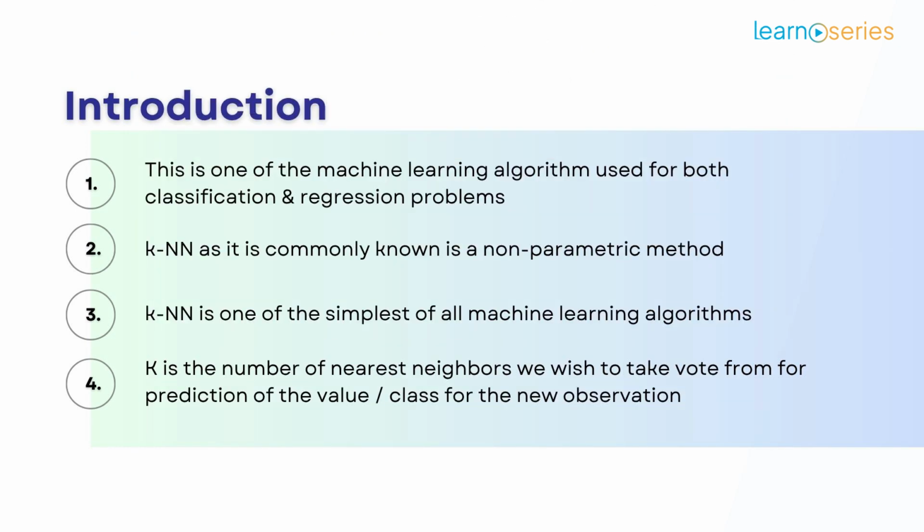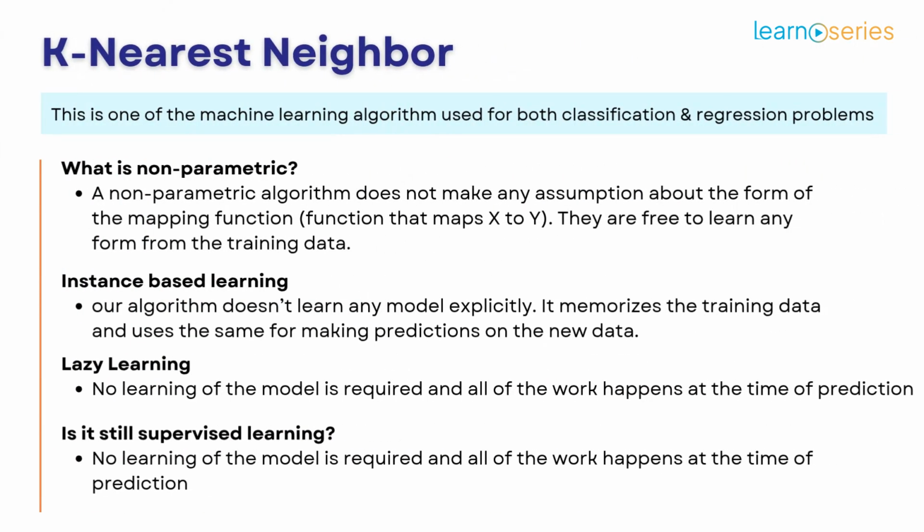KNN is one of the simplest of all machine learning algorithms. K is the number of nearest neighbors we wish to take a vote from, for predicting the value or class for the new observation. So KNN is a non-parametric, instance-based, lazy machine learning approach. A non-parametric algorithm does not make any assumption about the form of the mapping function, that is, the function that maps x to y. They are free to learn any form from the training data.